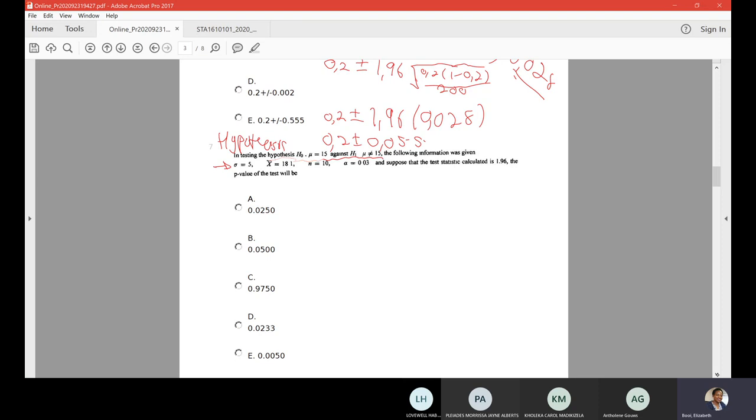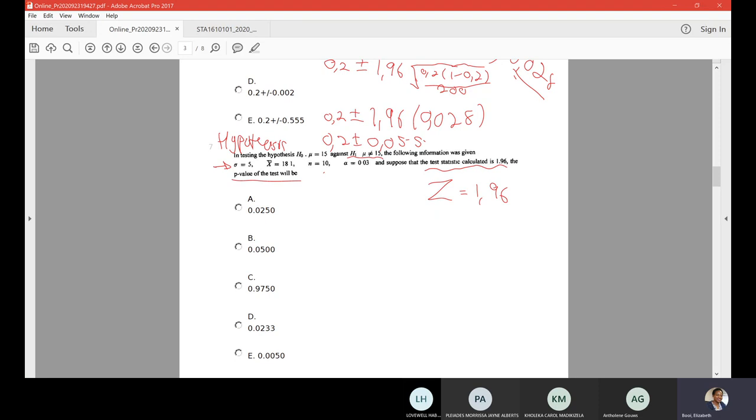And they give you your sample size and the alpha. And then they say, suppose that the test statistic was calculated and they found that the test statistic is 1.96. So it means they have calculated Z and they found that Z is 1.96. The question they're asking you is for the p-value.